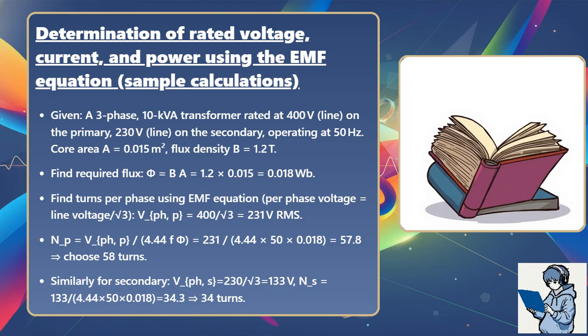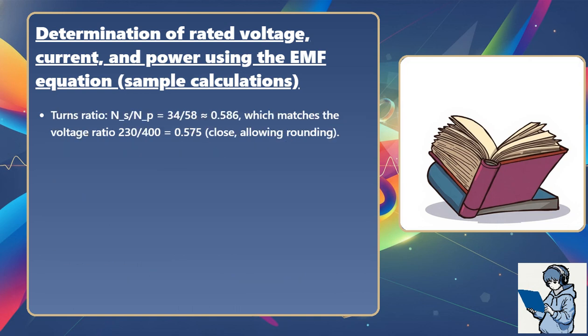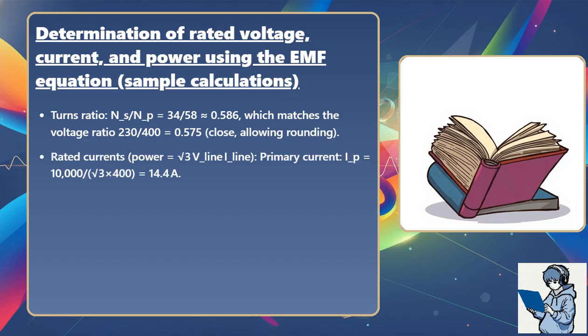NS equals 133 divided by (4.44 times 50 times 0.018) equals 34.3. Choose 34 turns. Turns ratio. NS over NP equals 34 over 58, approximately 0.586, which matches the voltage ratio 230 over 400 equals 0.575, close, allowing for rounding. Rated currents: power equals square root of 3 times V line times I line.